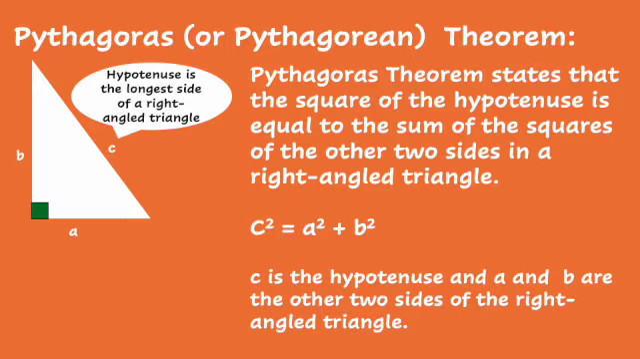The sides are A, B and C. You can see C is the longest side of the triangle. So this is called hypotenuse. We define hypotenuse as the longest side of the right angle triangle.